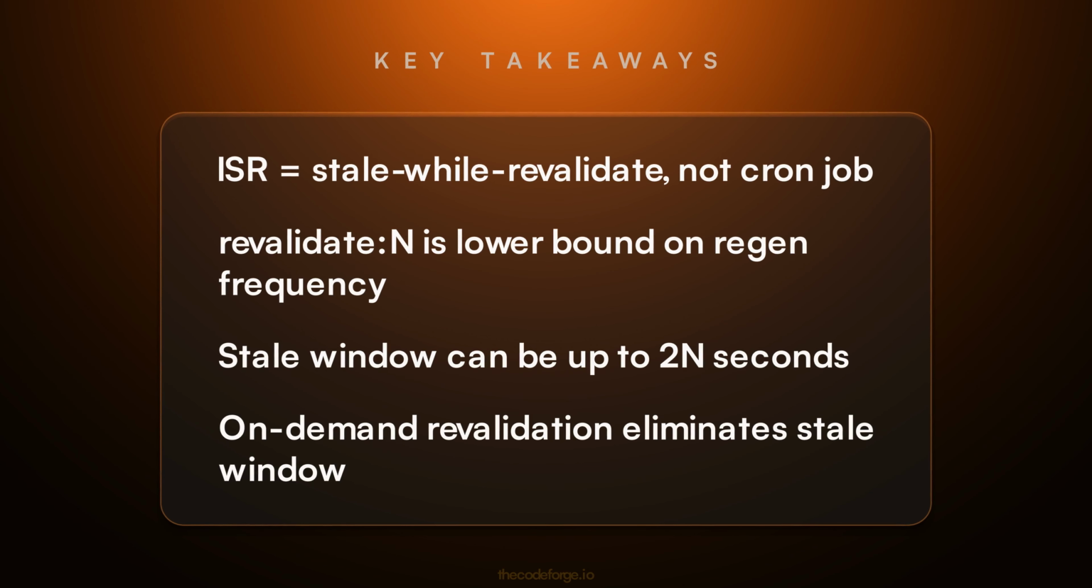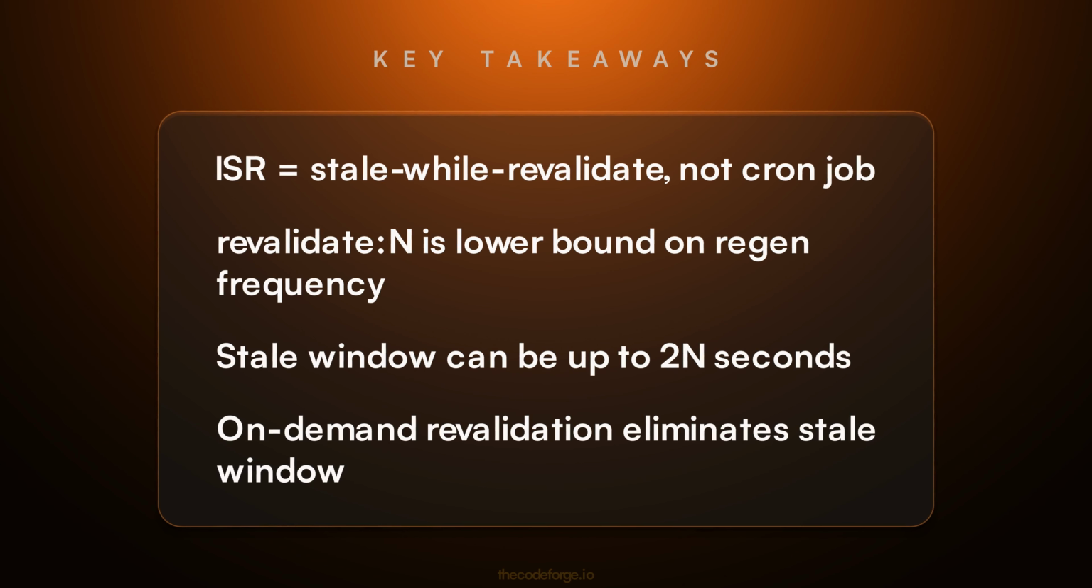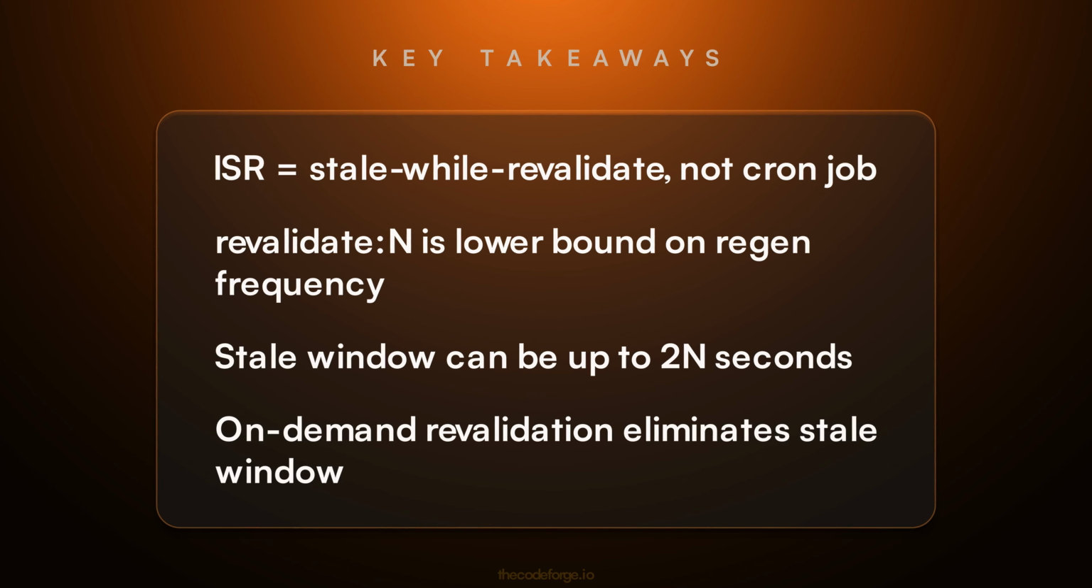Let's recap the key takeaways. ISR equals stale-while-revalidate, not a cron job. Revalidate N is a lower bound on regeneration frequency. Stale window can be up to 2N seconds. On-demand revalidation eliminates the stale window.